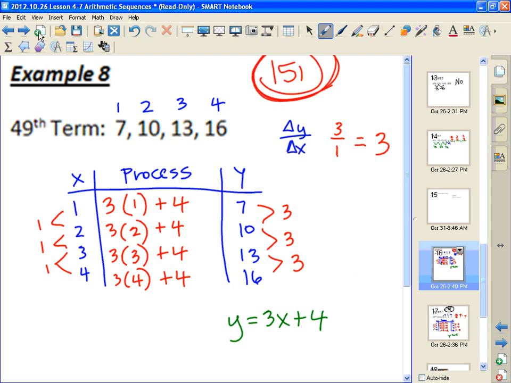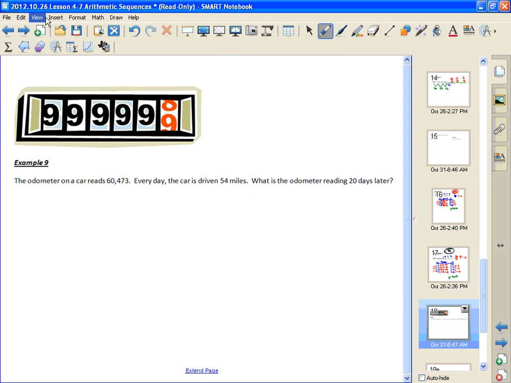Okay, now flip over to the back. Now these back ones, there's a way to make them difficult, but I'm going to show you the easy way. It's probably 4th or 5th grade math easy, okay? It says the odometer on a car reads 60,473. Every day, the car is driven 54 miles. What is the odometer reading 20 days later?